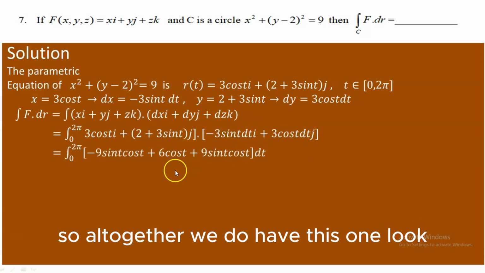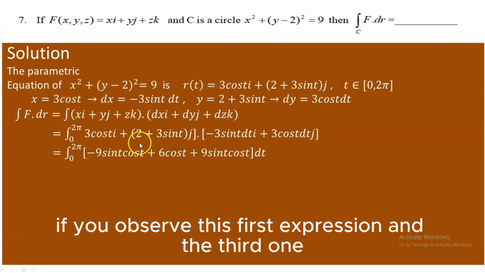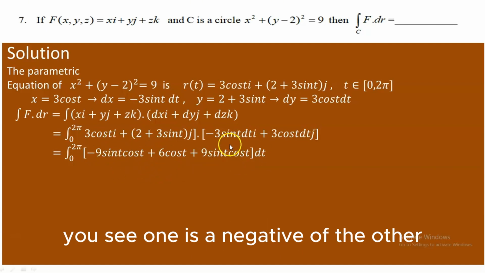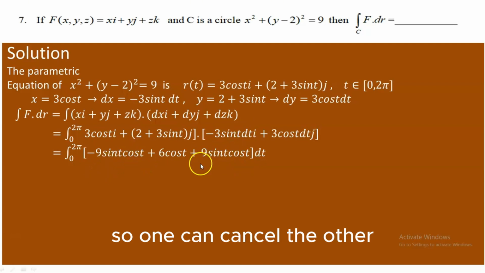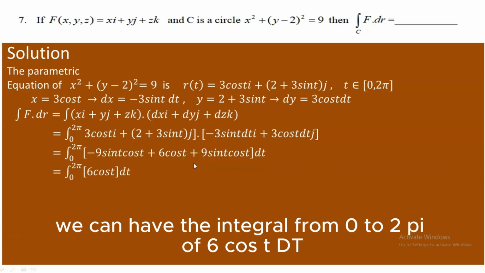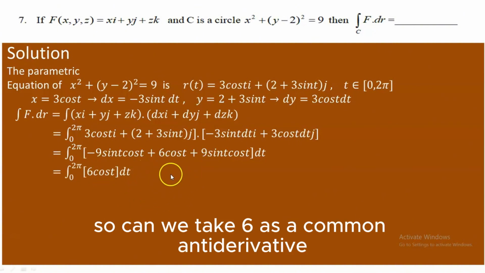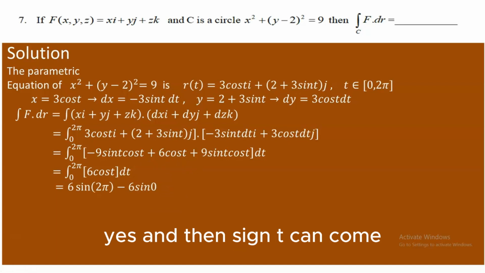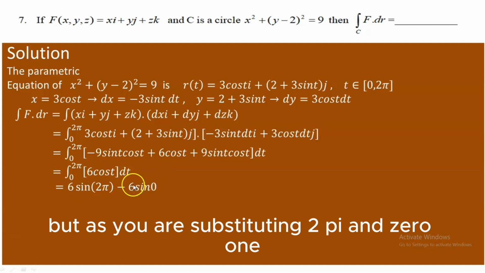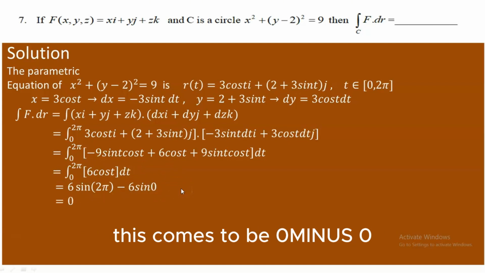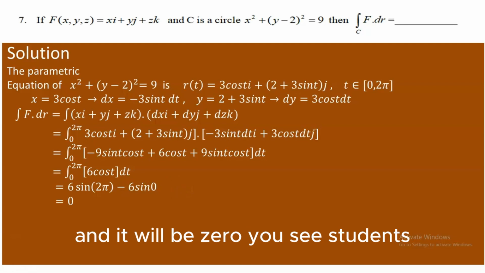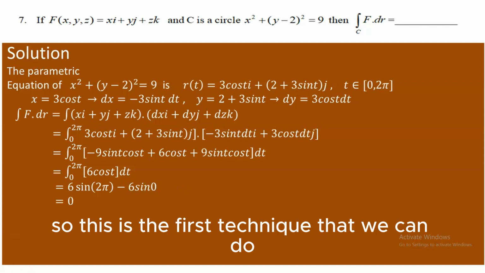So altogether we do have this one. Look, if you observe this first expression and the third one, you see one is the negative of the other. So one can cancel the other, and then we can have the integral from 0 to 2 pi of 6 cos t dt. Can we take 6 as common out? Yes, and then the integral of cos t is sin t, but as you are substituting 2 pi and 0, one after the other in place of sine, this comes to be 0 minus 0, and it will be 0. You see, students? So this is the first technique that we can do.